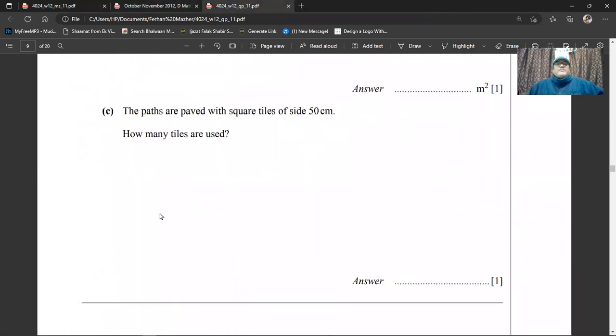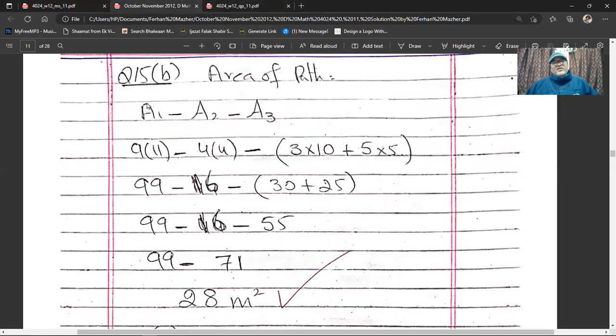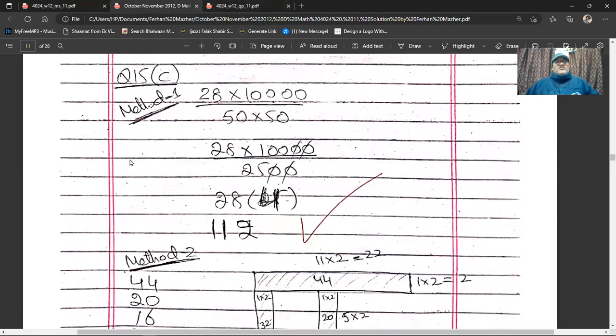In the C part, he says the paths are paved with square tiles of side 50 centimeter, and how many tiles are used? You see, your tile is in the shape of a square. It means its length is 50 centimeter, its width is 50 centimeter. The path whose area we just calculated is 28 meters square. I want to pave it with those tiles. So find the area of that one tile and divide the area of the path by the area of the tile. You will come to know how many tiles are required. Very simple, straightforward way. Okay, so that is method number one of finding the number of the tiles.